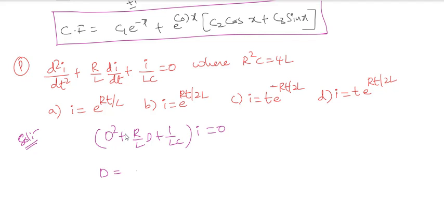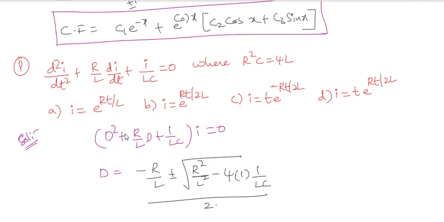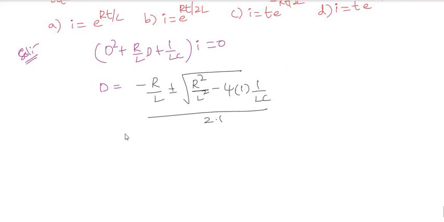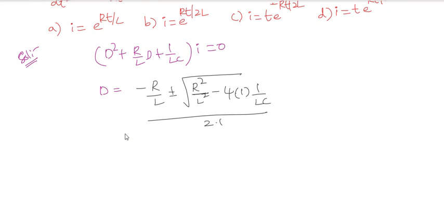Minus b plus or minus square root of b square minus 4ac, divided by 2a. So minus r by l plus or minus square root of, b square means r square by l square, minus 4 into a, which is 1, and c, which is 1 by lc, divided by 2 into 1. So now what will I get here?